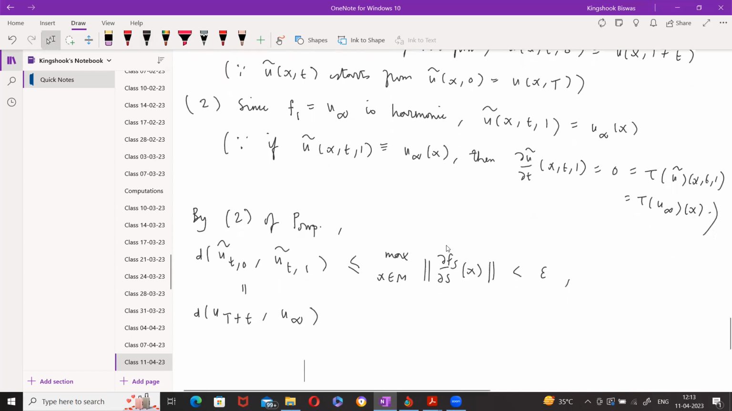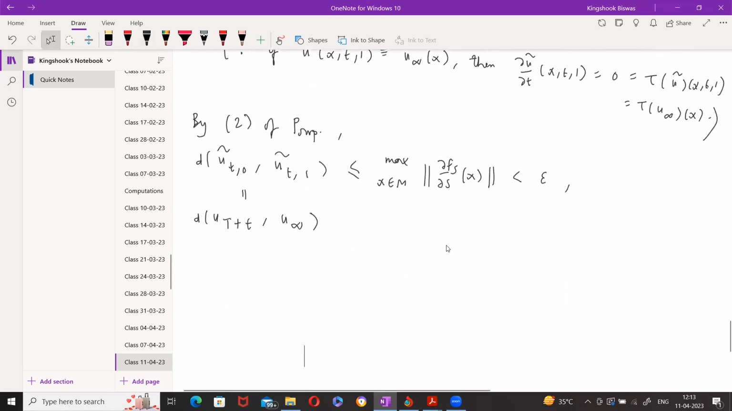Right. So this implies that u sub t converges to u infinity in C0 of M, right? It converges uniformly. Yes? Yes. So we got the convergence in C0. So how do we get the convergence in C2? How do we get that?